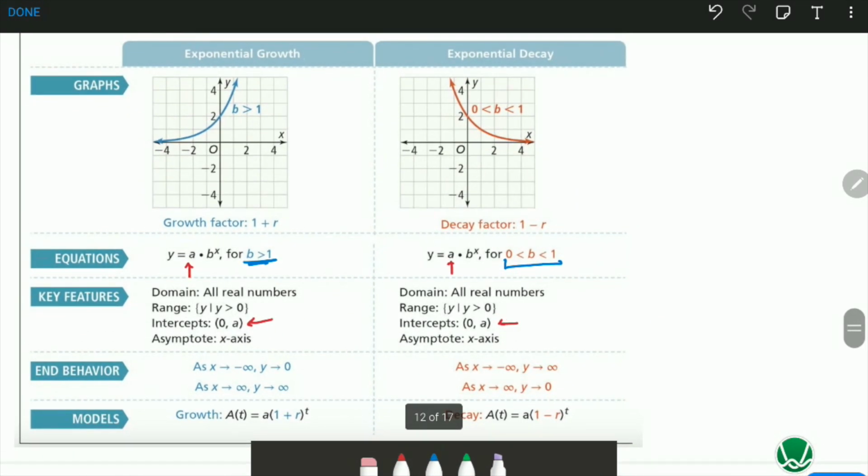End behavior, as mentioned in one of the earlier examples, one side will be going up and the other side levels off, and it just reverses with decay. General format for a growth model might be 1 plus r, where the growth factor is 1 plus r, the decay factor is 1 minus r, but that's not to say how much it's growing by or how much it's actually losing.